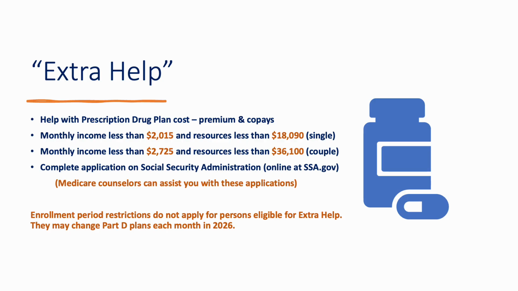And then Social Security will send you a letter and let you know whether or not you're eligible within about 10 days of submitting that application. Enrollment period restrictions for people that have Extra Help don't apply. So if you have Extra Help, you can switch your Part D plan every month throughout the year. So that's kind of a nice added benefit.